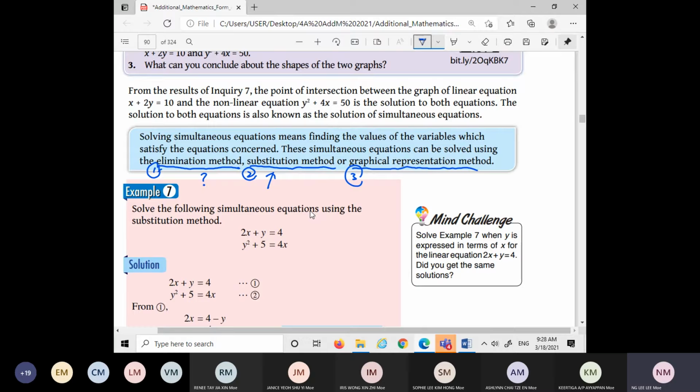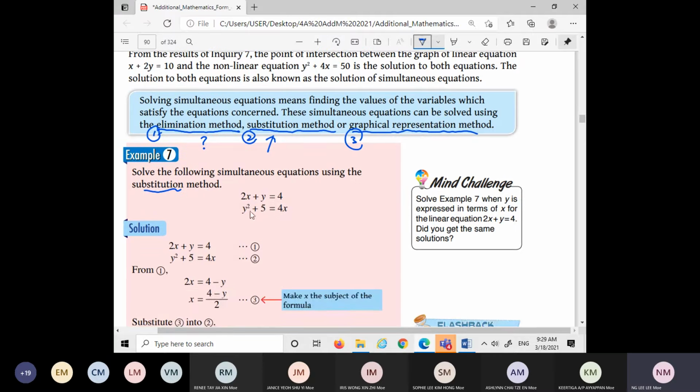Okay, let us see these questions. Since they mentioned the substitution method, you got no choice, you have to use the substitution method. So how to do these questions? For you to substitute, you look at this. We will make the linear equation express one variable, b, the subject.